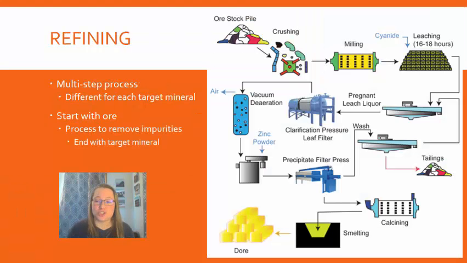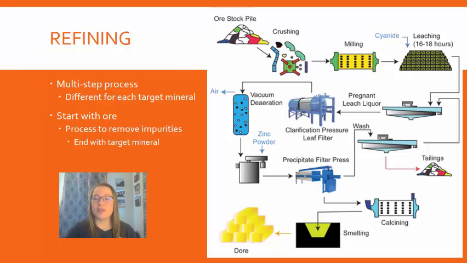Now, after you extract your ore, you need to process it and get your target material. Otherwise, what's the purpose of just taking this raw rock? So refining is a multi-step process, and it is different depending on the type of ore and your type of target material. Now, in general, you start with your ore, you go through several steps to process that to remove impurities, and then you're going to end with the target material. Now again, this diagram here, it shows a variety of the steps that might take place. You do not need to know the individual steps, just the overall idea that you start with ore, remove the impurities, end with your target material.